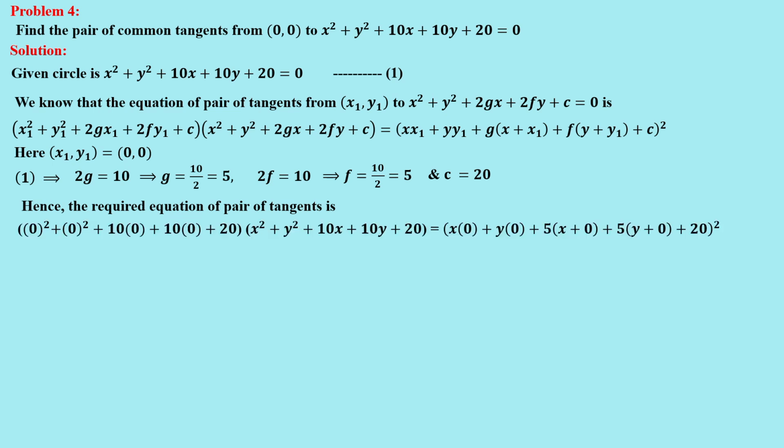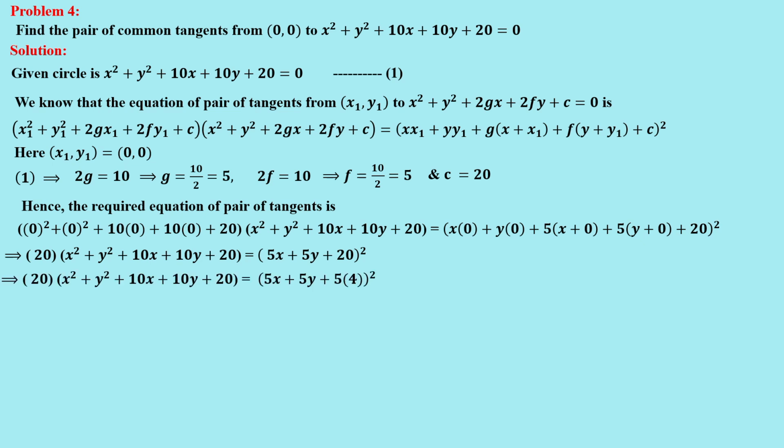So (0 + 10 into 0 + 10 into 0 + 20) into (x² + y² + 10x + 10y + 20) equal to (x into 0 + y into 0 + 5 into (x + 0) + 5 into (y + 0) + 20) the whole square. So you will get 20 into (x² + y² + 10x + 10y + 20) equal to (5x + 5y + 20) the whole square.